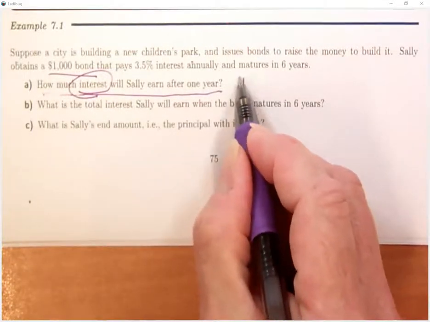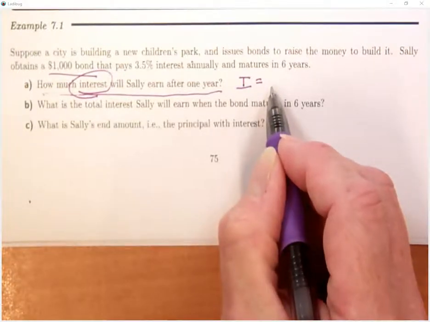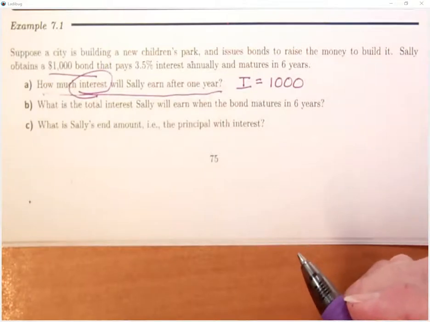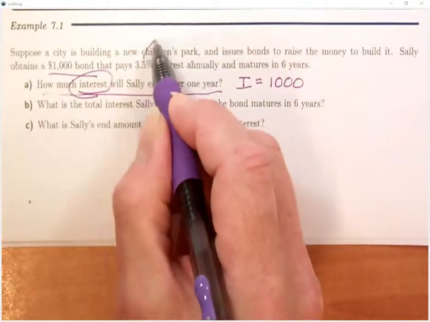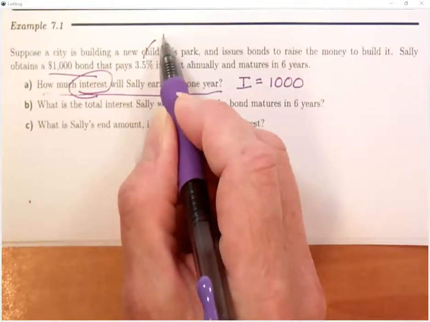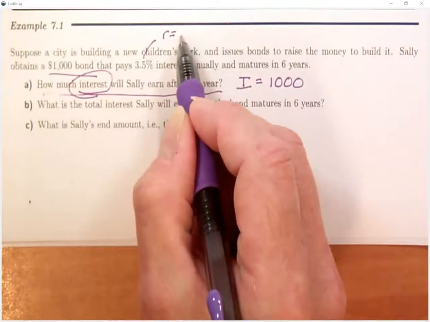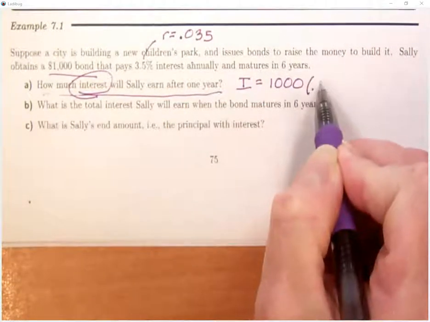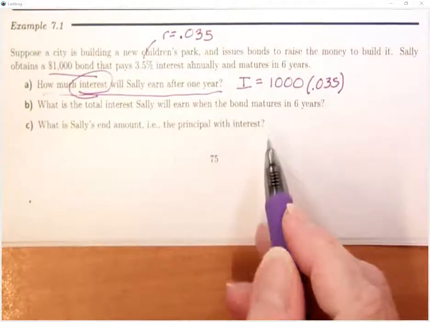So we would do I equals the principal that she put in, or what the bond is worth, is $1,000. And 3.5% interest, remember we worked in a prior unit, we need to just move 2 places left, so that'll be 0.035. So this should look familiar to you. Amount equals percent times base.